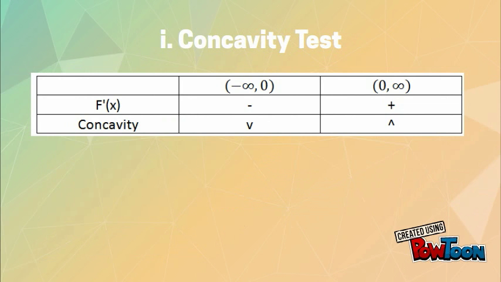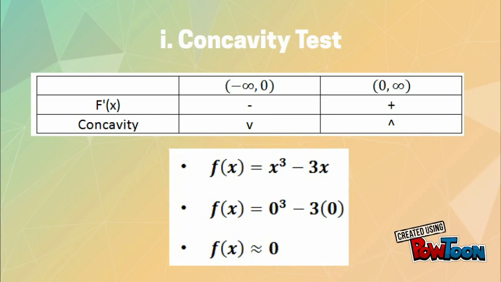In the chart, it is visible how, as minus infinity approaches 0 in the graph, it has a negative concavity, and how as 0 approaches infinity, the concavity becomes positive. And to find the inflection points, we plug the value of x in the original equation.